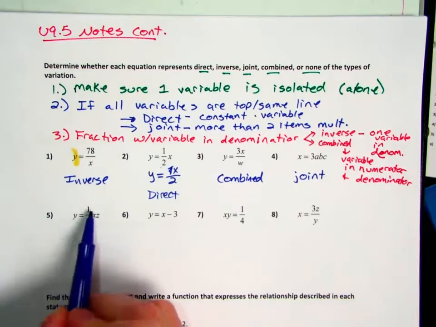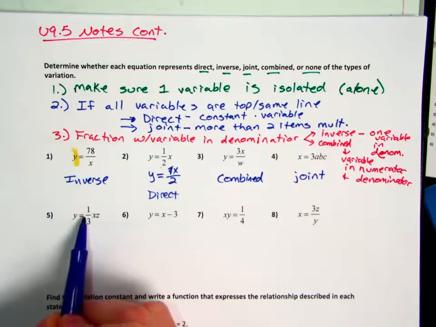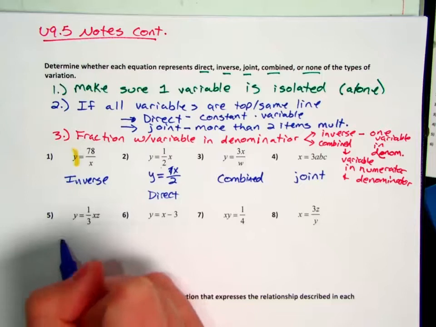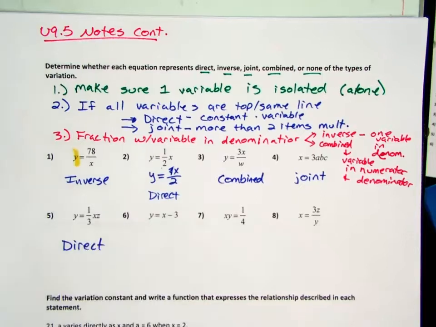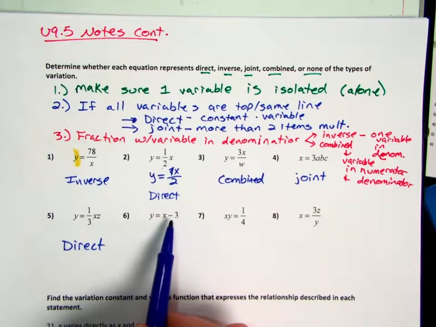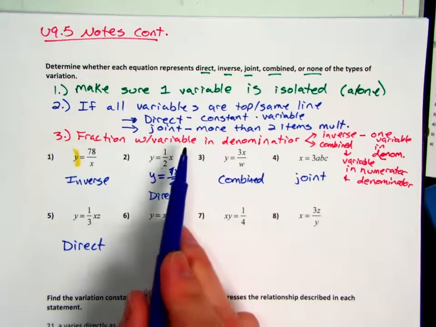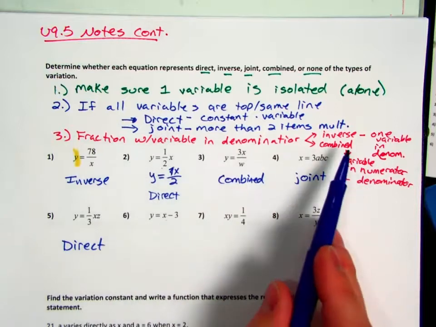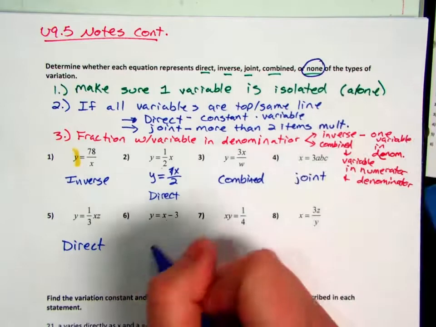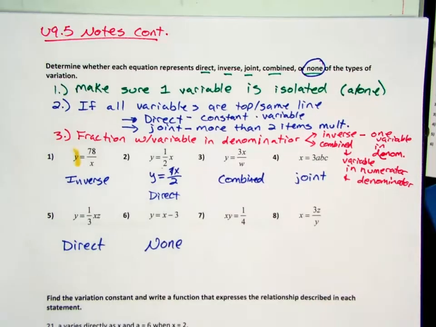Looking at number 5, again, I know a lot of us will want to say inverse because there's division, but there really isn't division. It's saying I'm taking a third and multiplying it by x and by z, which makes this direct. Now number 6 is one of those stumper ones because there's no multiplication between it, there's no division, right? So that means it's not direct or joint because there's no multiplication. It's not inverse or combined because there's no division, which means it's that elusive none because there's no multiplication and there's no division.